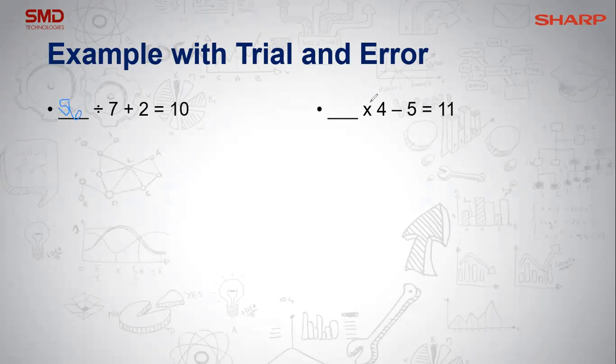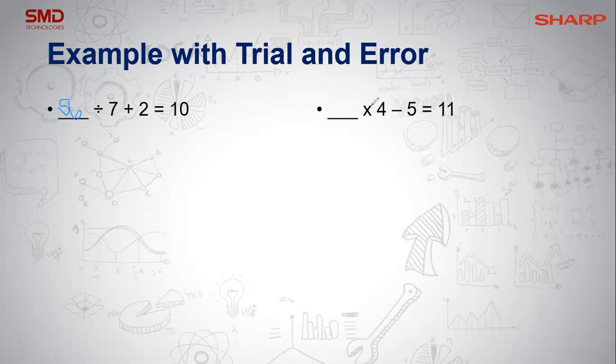Okay. Then again, you can do the same thing here. So let me just do it. So we've got what times 4 minus 5 will give me 11. So again, let's just start with 5. You choose a random number that you sort of think is going to work. So 5 times 4 is 20. Minus 5 gives us 15.